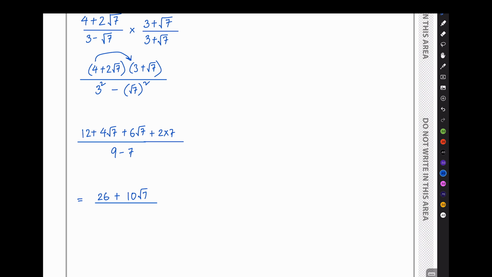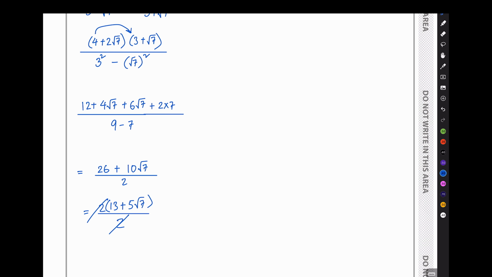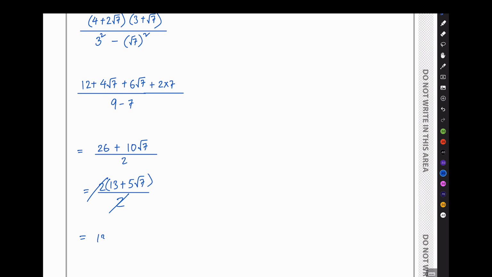And it's 10 root 7 divided by 2. I can take 2 common. And remember, try to show every single step in questions like these; try not to skip any steps. So I'm clearly showing that I'm taking 2 common. This comes out to be 13 plus 5 square root of 7.